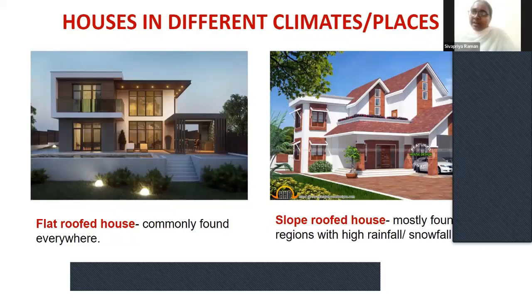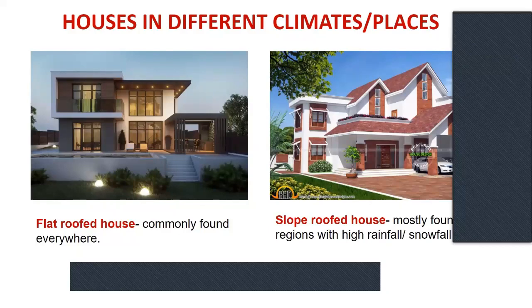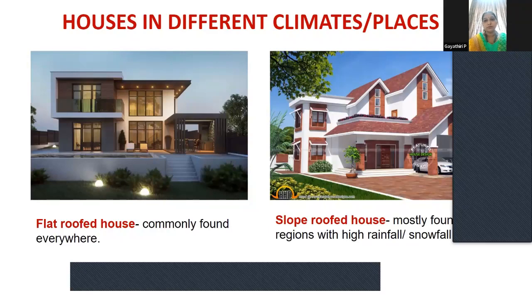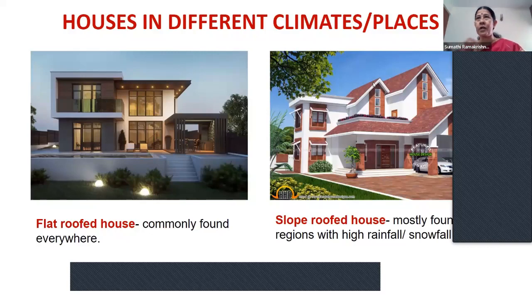The sloped roof helps the rainwater slide down. If the rain is coming, the water can slide off the slope. Rainwater can't be stored on the roof. It can run down. Yes. See, the slope enables the rainfall or the rainwater or the snow to fall down immediately.